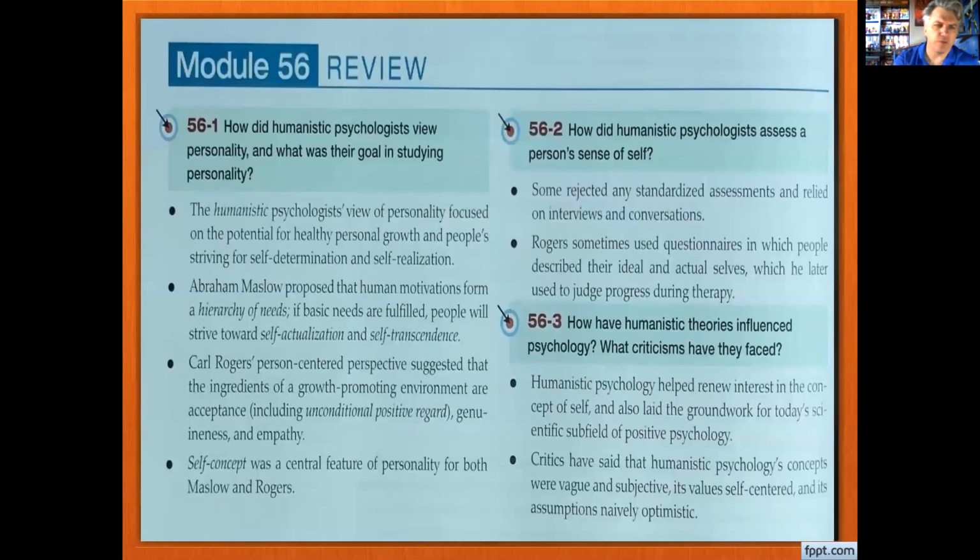All right, then you've got a review of the humanistic approach, and that is it. Next lecture, we're going to pick up with social cognitive, if I'm not mistaken. Could be wrong. No, personality trait theory. That's what's coming up next.